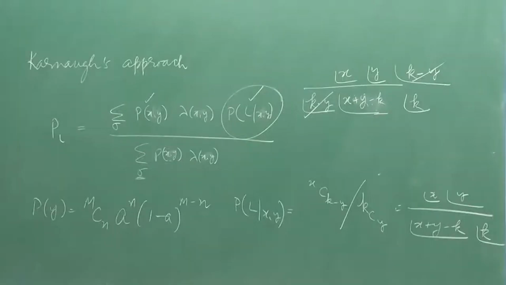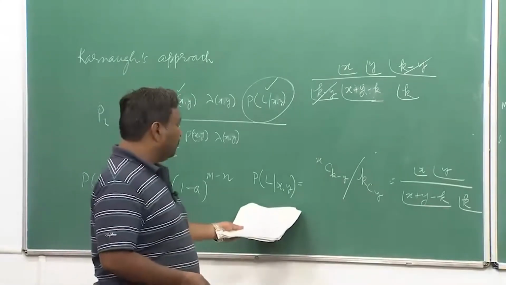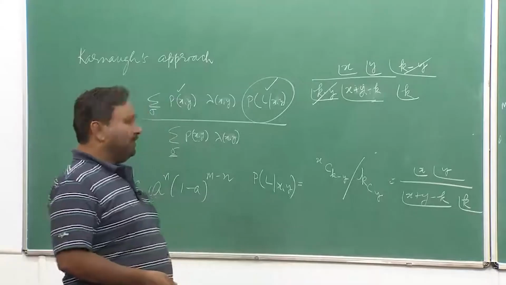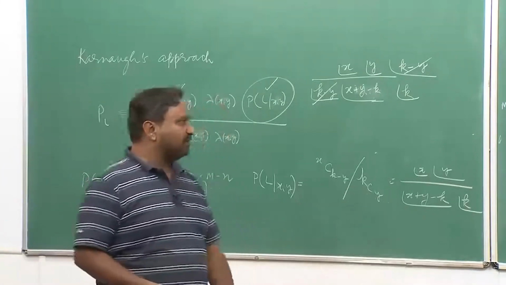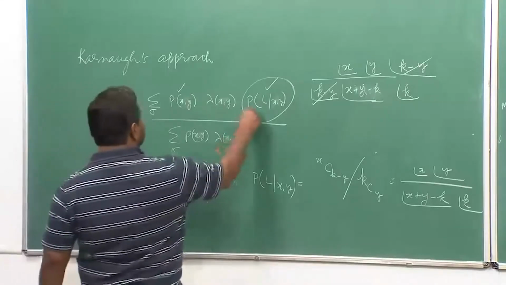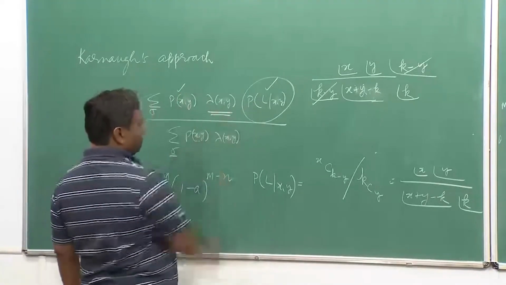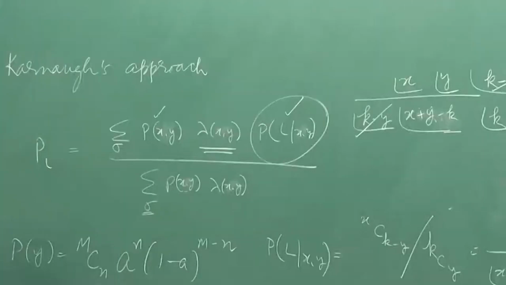So, Px and Py we have found out. We have found out PL given x and y, which is this, using Jacobius approximation. So, we have got this, we have got this, now we have to find out this, and ultimately put it into the expression for getting my answer.